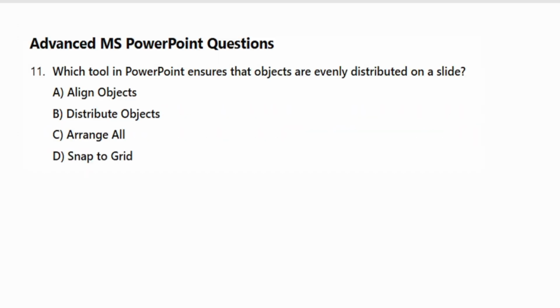Now move to the next question. Which tool in PowerPoint ensures objects are evenly distributed on a slide? The correct option here is distribute objects, because the distribute tool spaces items evenly, whereas aligning objects helps position objects relative to one another without even spacing. So the correct option here is distribute objects.